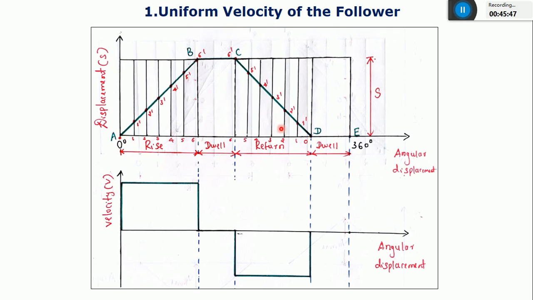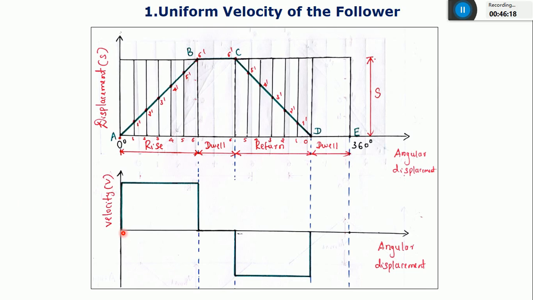And the first one, you can see the first drawing. This is nothing but a displacement diagram. Along the x-axis, you're plotting the angular displacement of the cam, from 0 to 360. And along the y-axis, you plot the displacement or the distance traveled by the follower, which is indicated with small letter s. And this is the velocity of the cam and follower. So this is the velocity diagram.